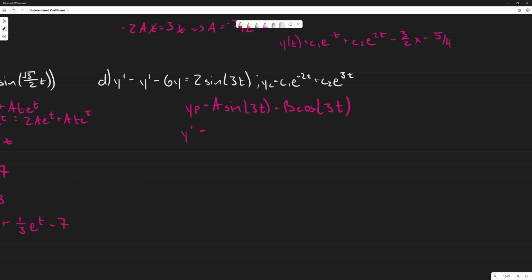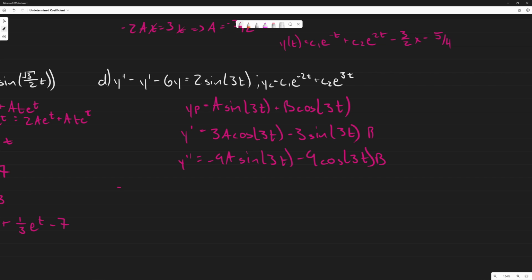So y prime will just be 3a cosine of 3t minus 3b sine of 3t, and then adding this cosine will be much more clear when we plug it into the equation. Everything will just kind of click. So y double prime will be negative 9a sine of 3t minus 9b cosine of 3t.